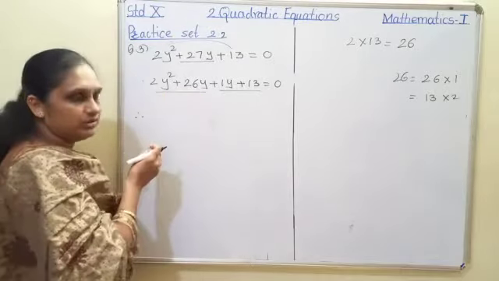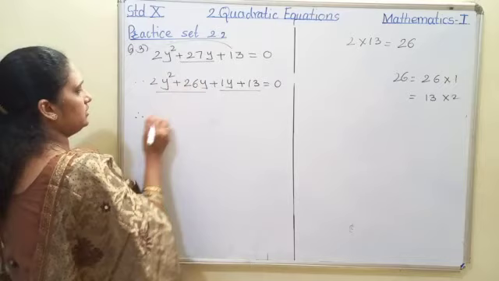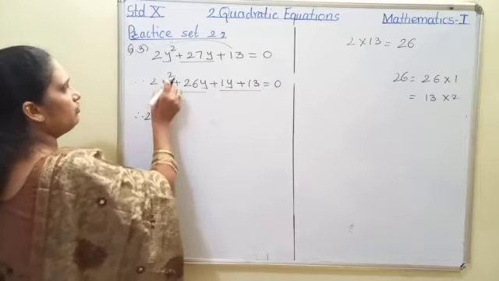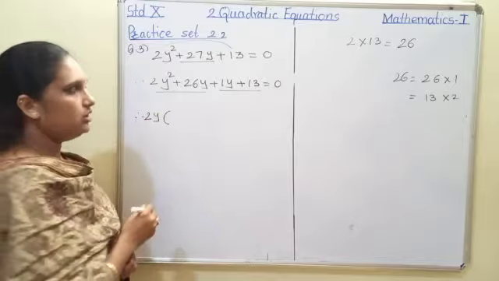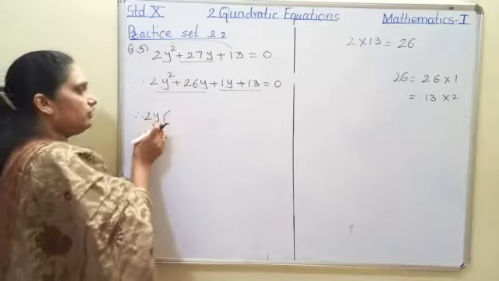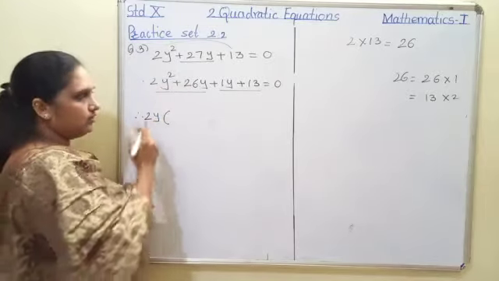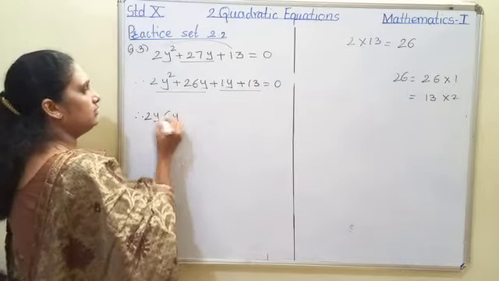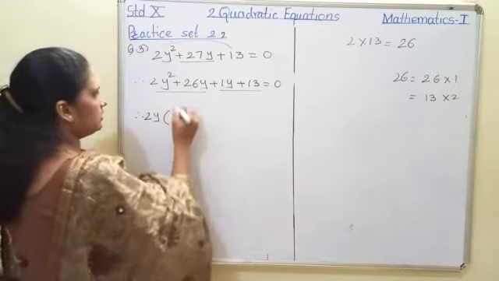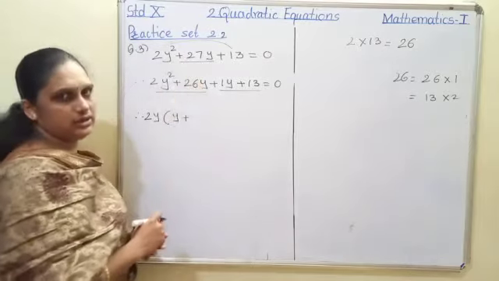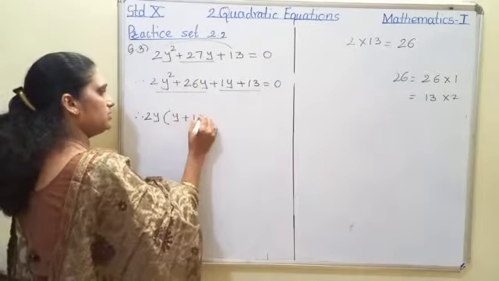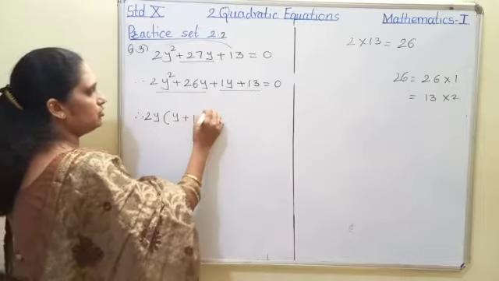So from 2 and 26, 2 is common. From y square and y, y is common. So from 2y square, if 2y is out, what will remain in the bracket? It will be y. Next sign is plus, so I'll give plus. 2 thirteens are 26, so 13 will be inside. y is already out. So y plus 13 is a factor.